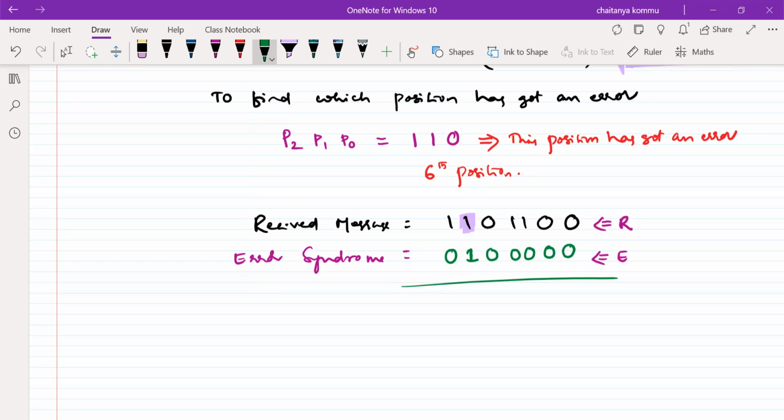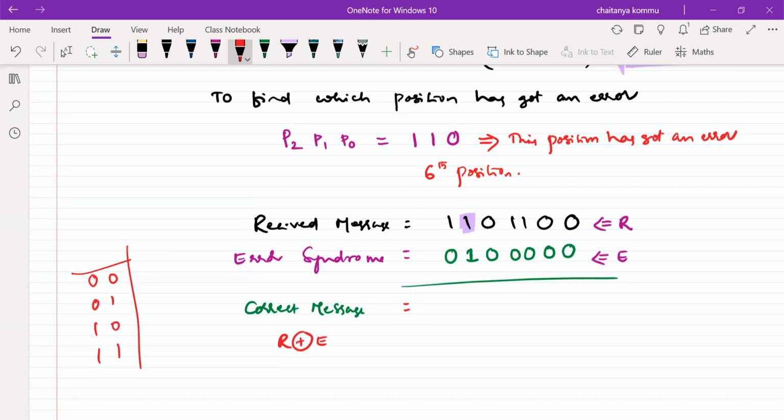Wherever you find a position is error, we have to keep the 1, remaining all are 0. So we have to perform the correct message, which is nothing but the exclusive OR operation between these two. What is the exclusive OR operation? As previously I told, if suppose something like this, A and B, what is A XOR B? 0 1 1 0. If the two are equal, 0 will be there. If the two are opposite, 1 will be there.